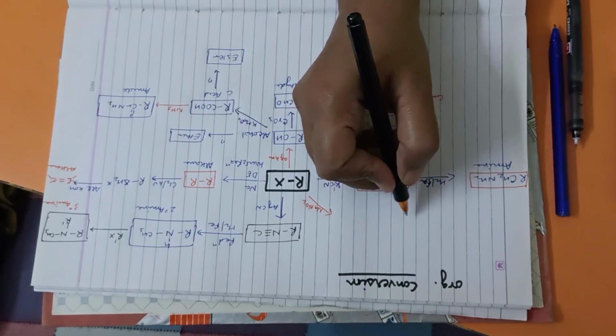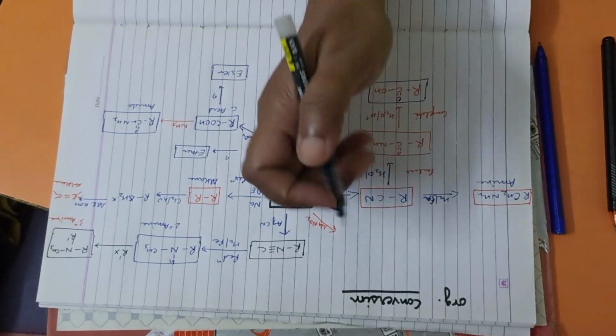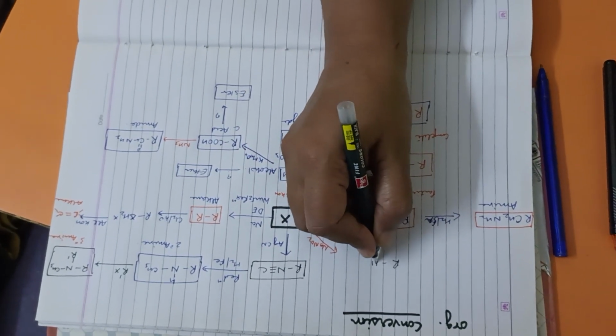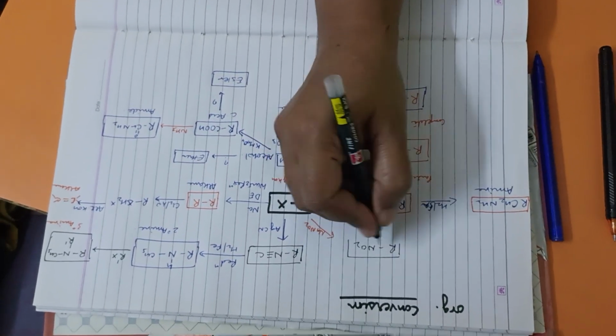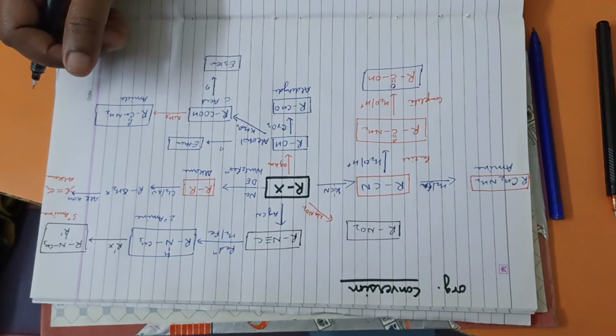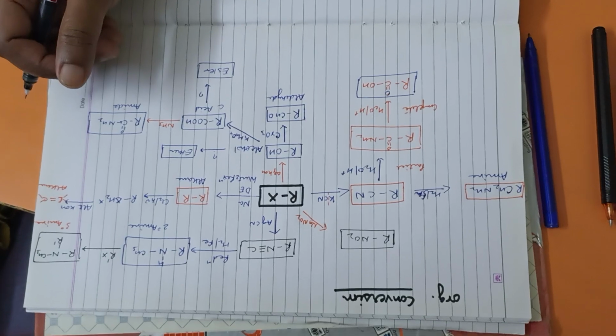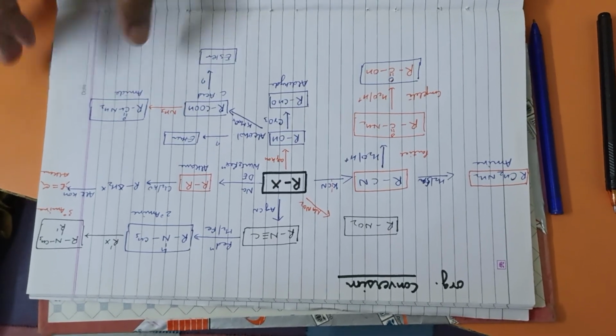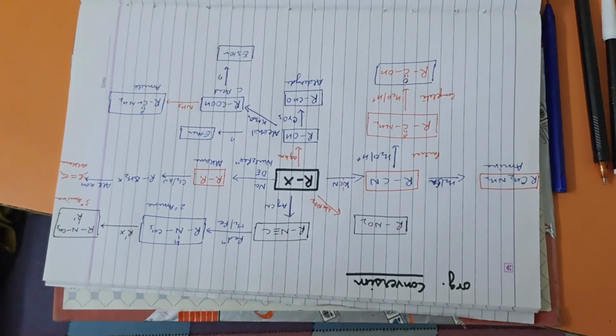So here you will be getting what? Look, you will get RNO2, so a nitroalkane can be obtained, and then further you can carry on the reactions. So there are n number of ways by which you can carry out these conversions.